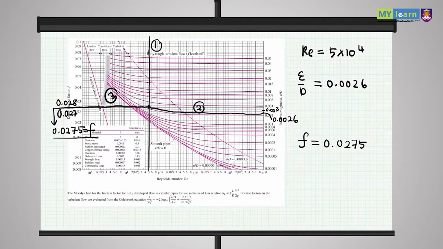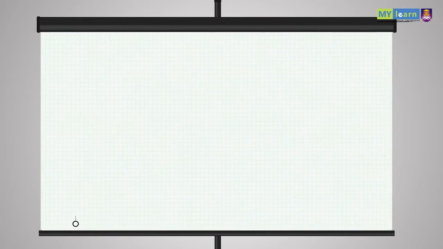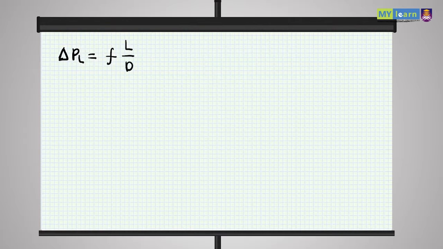So how are we going to use the friction factor? Remember the equation from the top. The equation will be delta P_L is equal to friction factor multiplied by L over D, rho times the average velocity squared over 2. And this is where we put the f that we have in our study.